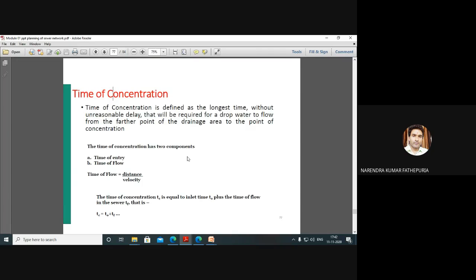Time of concentration, as I told you, is a summation of time of entry and time of flow. Time of concentration is defined as the longest time, without unreasonable delay, that will be required for a drop of water to flow from the farthest point of the drainage area to the point of concentration. So time of entry plus time of flow, you will get it. Time of flow you will get as distance divided by velocity. Time of concentration Tc is equal to the inlet time T naught plus the time of flow, the same way.